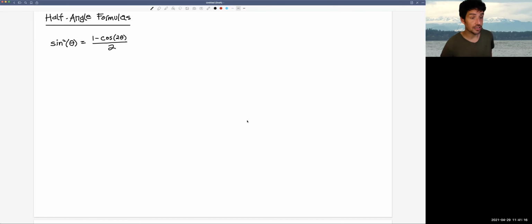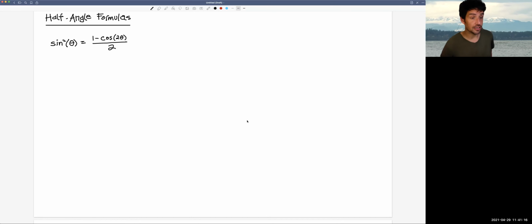If I said alpha divided by 2 is equal to theta, right? Or that's equivalent to saying 2 theta is equal to alpha. I can rewrite this as sine squared of alpha over 2 is equal to (1 minus cosine of alpha) over 2, right? And this is where we see these half-angle formulas: if you have half an angle, where maybe you know what twice that angle is, it gives you a relationship to work with.